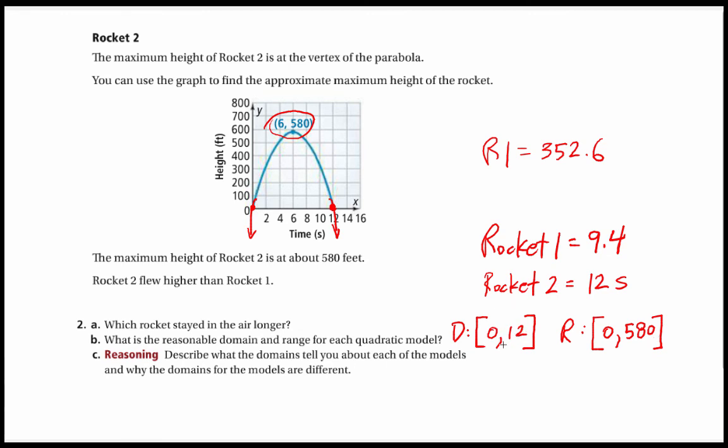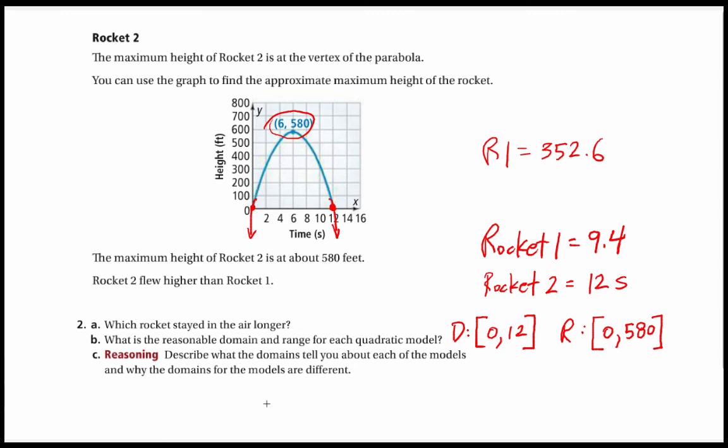X can be, or in this case, S could be anywhere between 0 and 12 because that's the only time that the rocket's actually in flight. And then the range would be anywhere from 0 to 580 because it can't go below 0 distance off the ground, and the maximum value was 580.